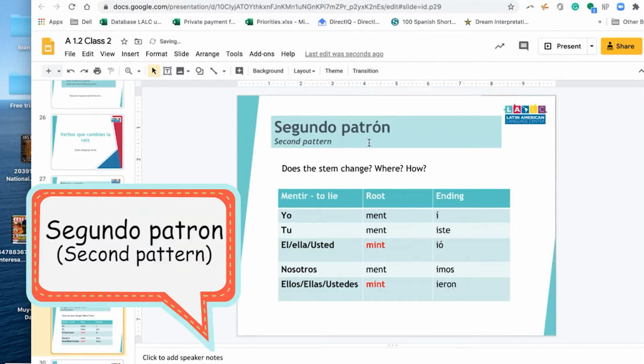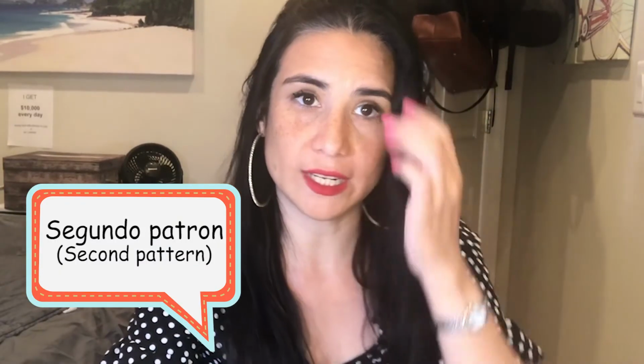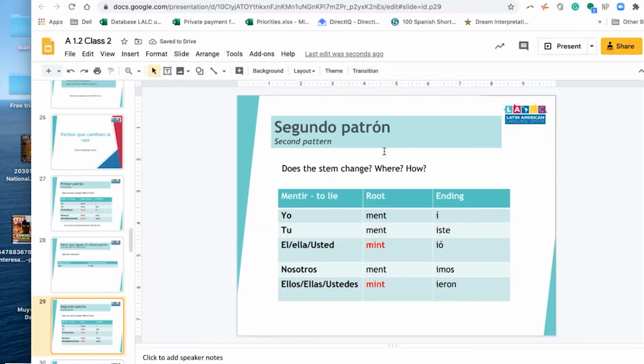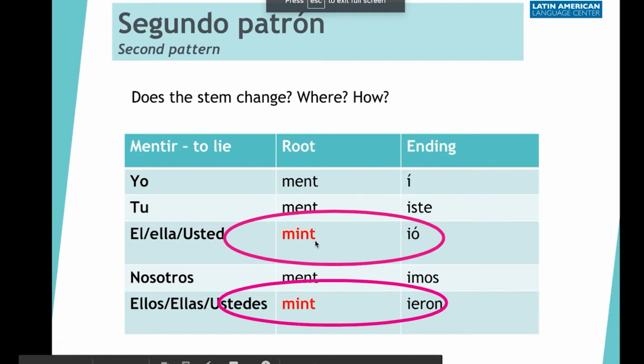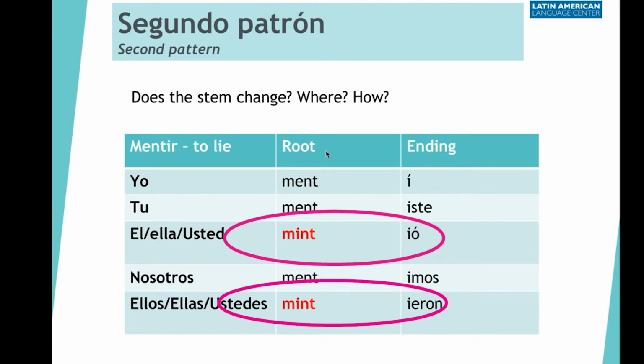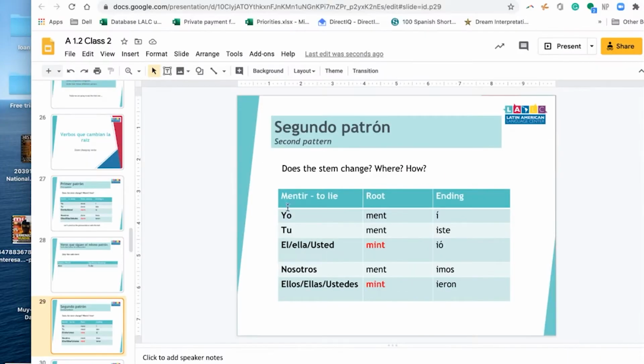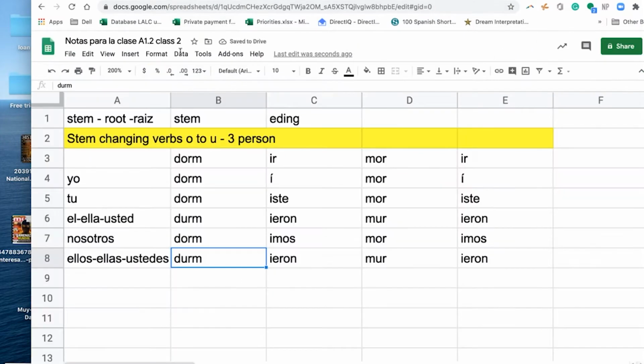So the next one is called the segundo patrón, second pattern, okay, second pattern. So in this case, how does it change in the stem? Can you see? Maybe I can put it bigger. So it changes how? E to I. If you are thinking that, you are correct. It changes E to I, okay? And in the third person as well. Very good. This one, in this level, I hope you don't use it very much either.